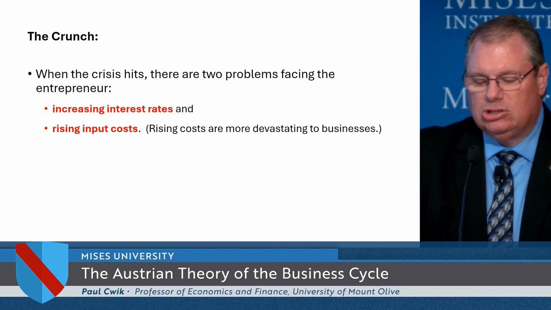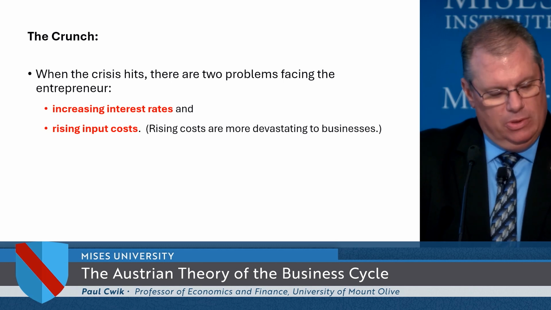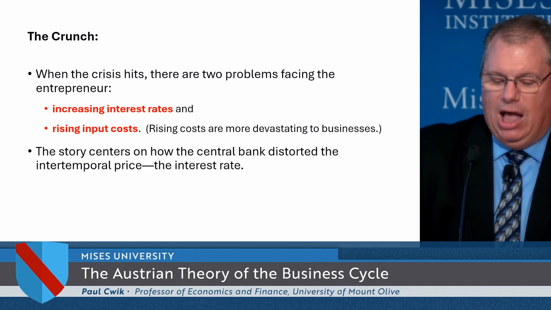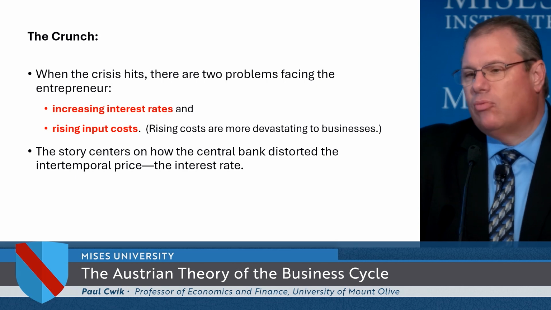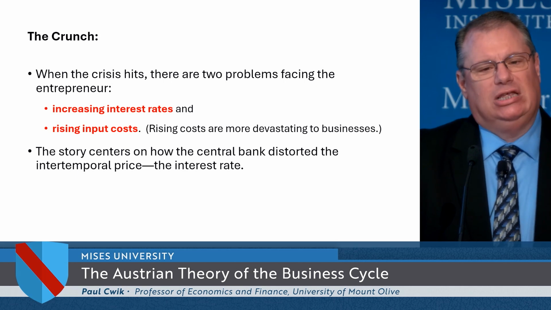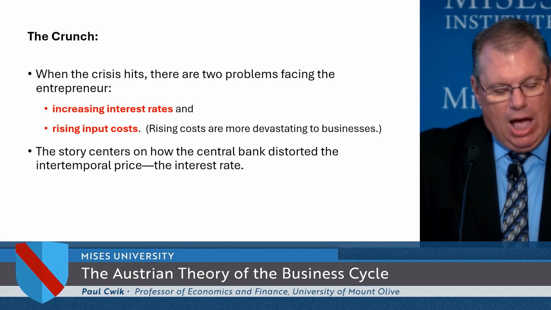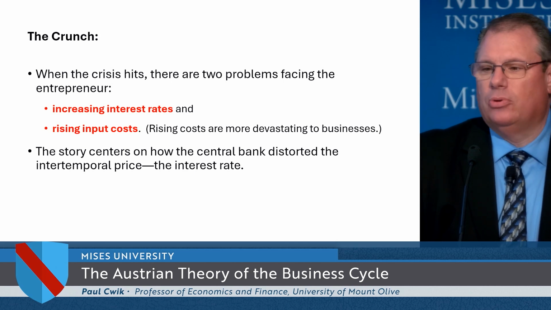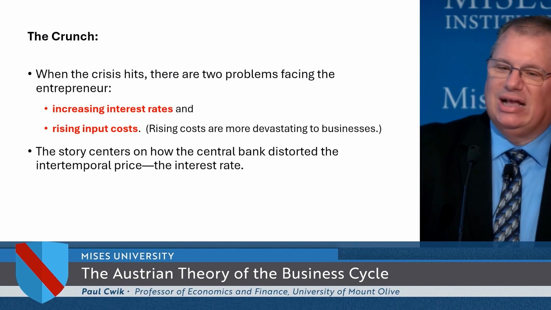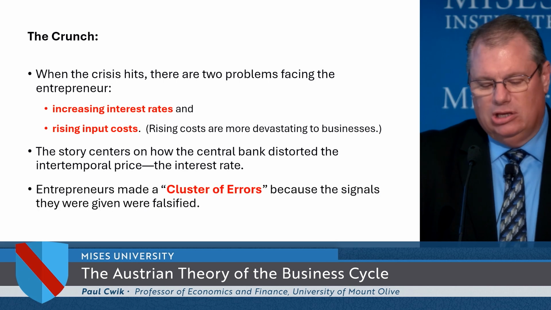When the crisis hits, there are 2 problems facing the entrepreneur. We have increasing interest rates and rising input costs. And the rising input costs are more devastating to the businesses. So the story centers on how the central bank distorted the intertemporal price, the thing that connects today with tomorrow, and we call that the interest rate.